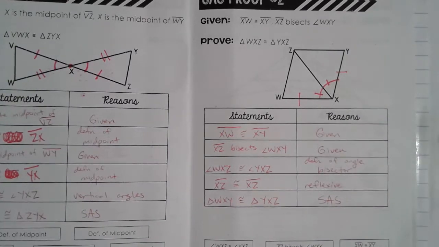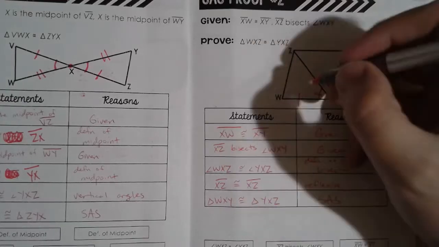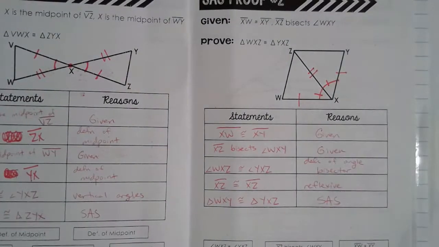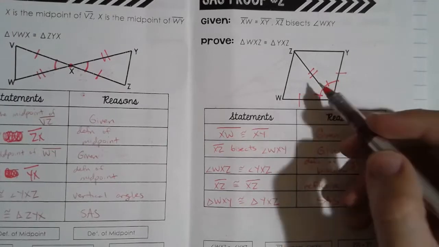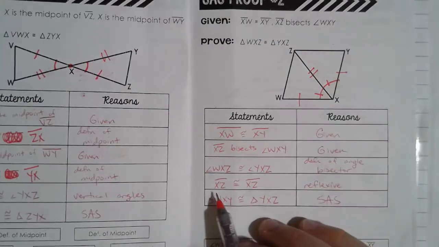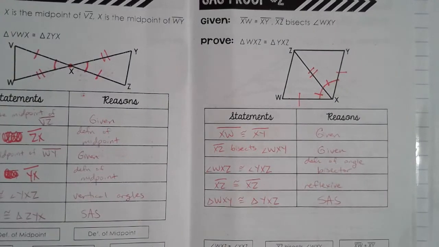Well, I'm out of given statements, so I need to either look for a reflexive side or a pair of vertical angles. So in these two triangles, they both share this side, XZ, meaning that the XZ of this bottom triangle would be congruent to the XZ of this top triangle. They both have an XZ, so I can say that XZ is congruent to XZ by the reflexive property.